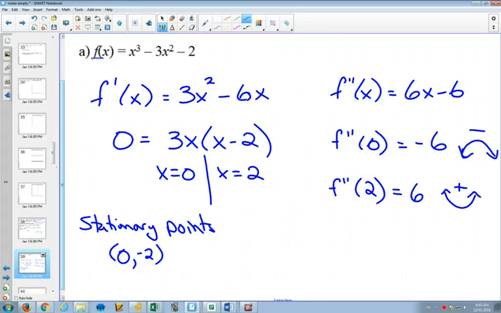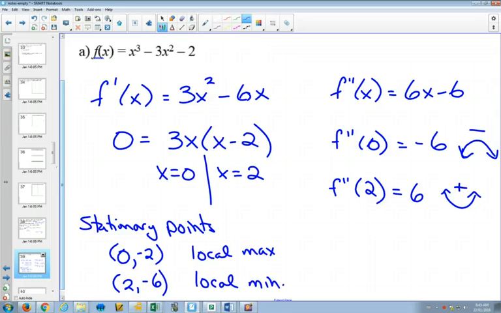And based on the information in the second derivative test, because at 0 it's concave down, we know that this one is a local max. Our second point, when x is 2, and if we plug this back into our original equation, we're going to get 8 minus 12 is negative 4, minus 2, negative 6. And because our second derivative at 2 is concave up, we know that this is a local minimum.